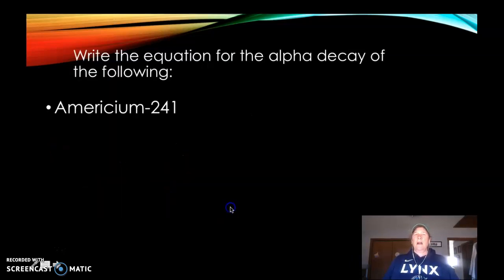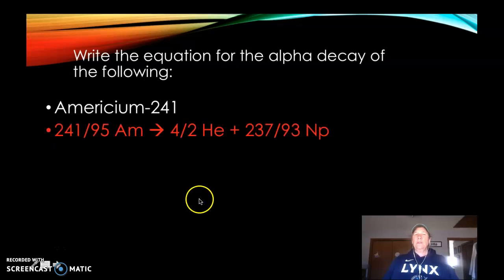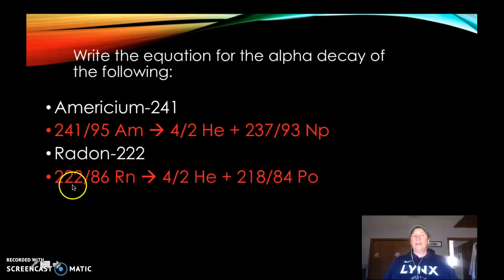Okay, here's alpha decay. Remember, when you do alpha decay, I wish I could write it like they can, but it's 4/2. So you take 241 minus 4, and you get 237. 95 minus 2, you get 93. Then you find the new element whose atomic number is 93. That's all you have to do. Same thing here: 222 minus 4 is 218. 86 minus 2 is 84, and then I go find what element is 84, and that's polonium.